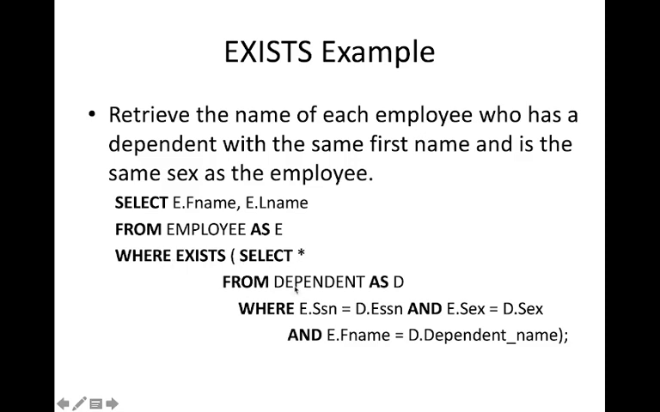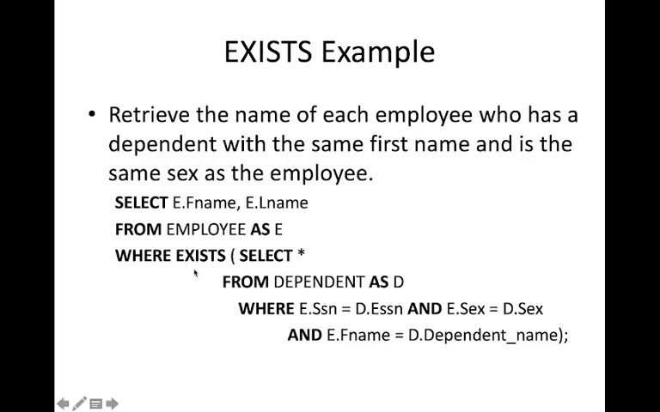Here we are checking the actual condition. We are selecting all the rows from DEPENDENT as D, where E.ESSN equals D.ESSN and E.Sex equals D.Sex and E.FName equals D.FName. If there are some rows satisfying this condition, then this will return true. When this clause becomes true, we will get the first name and last name of that particular employee. So this is the use of EXISTS.